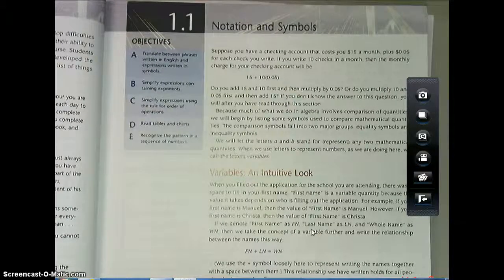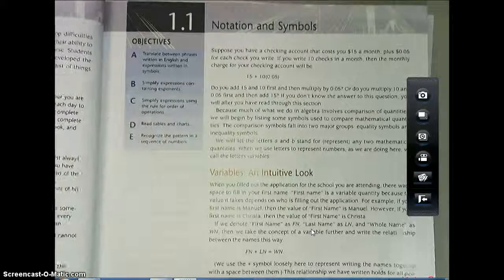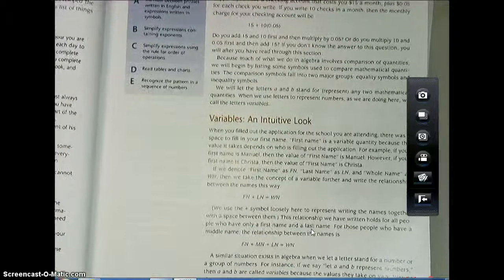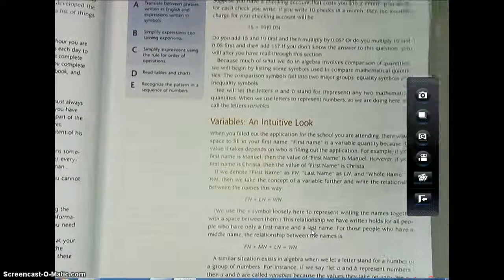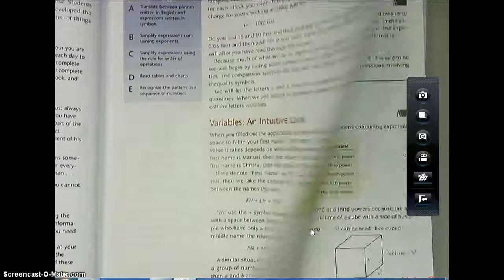But section 1.1 in your book is notation and symbols. And it starts by talking about variables, and basically it's just going to tell you that variables are a way to represent a number or something. And they even talk about using variables like your name represents you as a person.